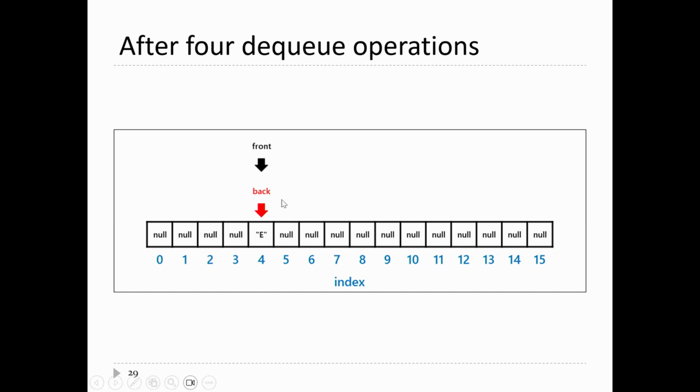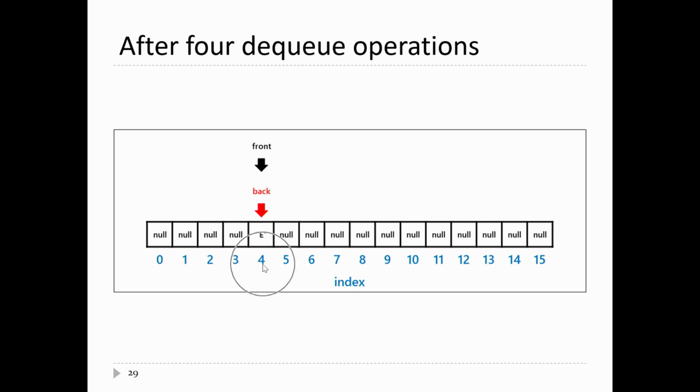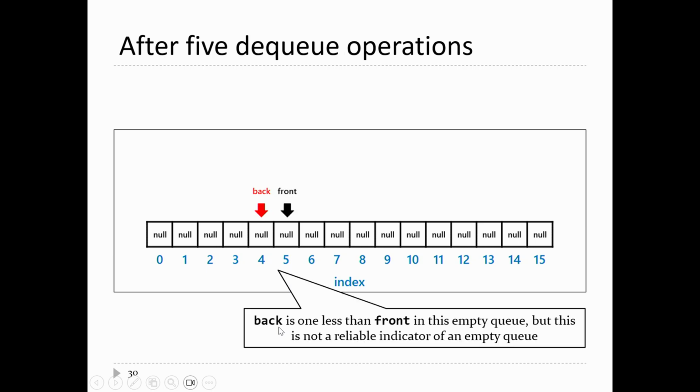Dequeue again. So there's one element in the queue. Front and back are both pointing at the E, or they're both index 4. If you dequeue again, set that to null, move front 1 to the right. And now we're back in the situation where back is in front of front. So back is now 1 less than front in an empty queue, just like it was at the beginning. If you try to use this as your indication that the queue is empty, it won't work, and you'll see why shortly.